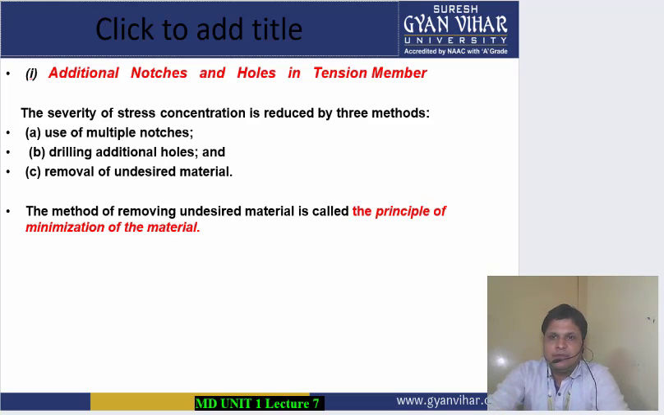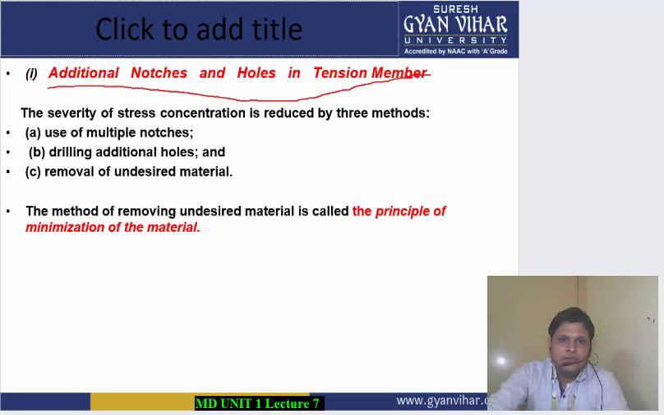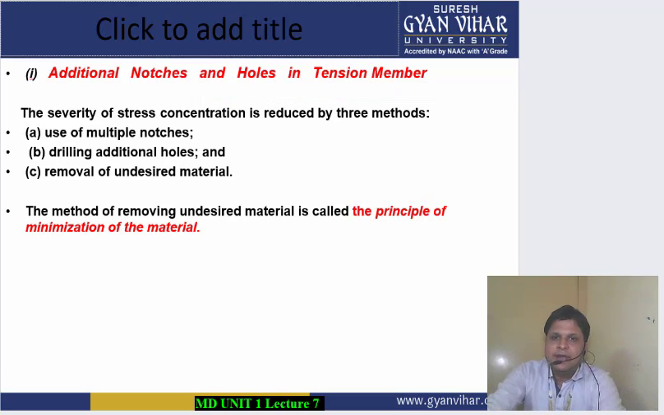the first important measure which we can take is the use of additional notches and holes in the tension member. Now, for a flat plate, I will show you a diagram. The severity of stress concentration can be reduced by three methods. If there are notches and holes which have to be made, then in order to reduce the severity of stress concentration, these three steps can be taken.